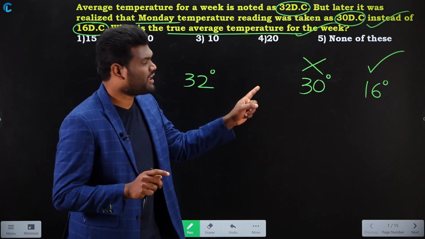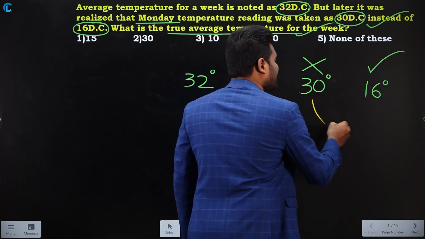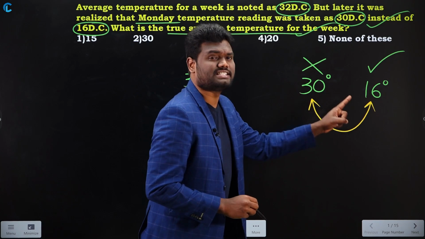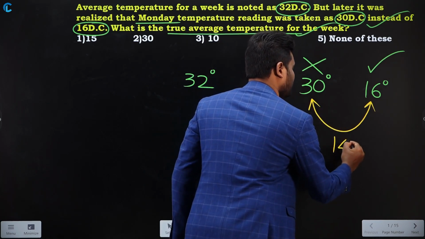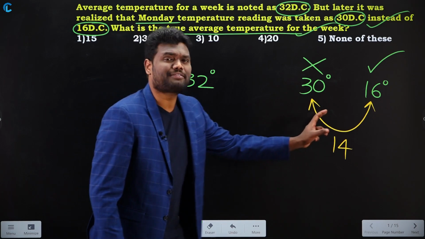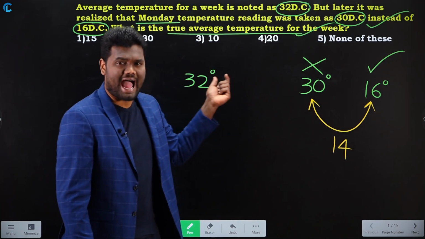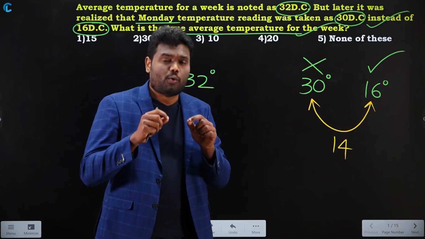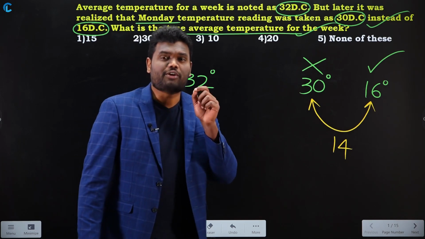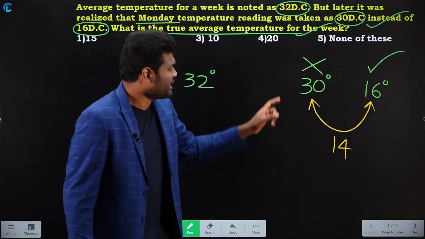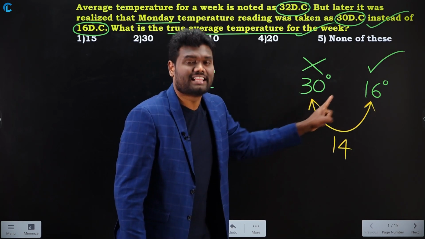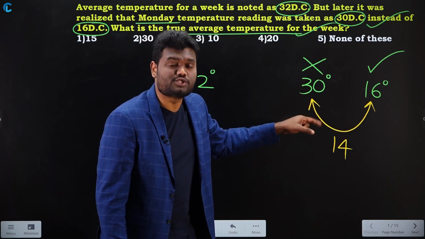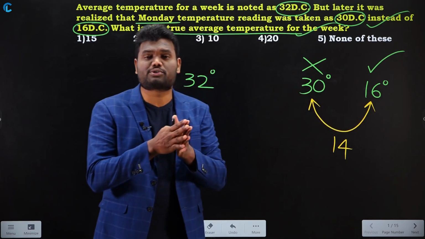Very simple. Whenever you have questions in this way, you just take the difference. That's it. Nothing more than that. The difference between 30 and 16 is 14. Now after taking the difference, either you need to add it or you need to subtract it. But you'll have a doubt about when to add and when to subtract. You will add if the wrong value is lesser than the correct value. But if the wrong value is more than the correct value, then you are supposed to subtract it.